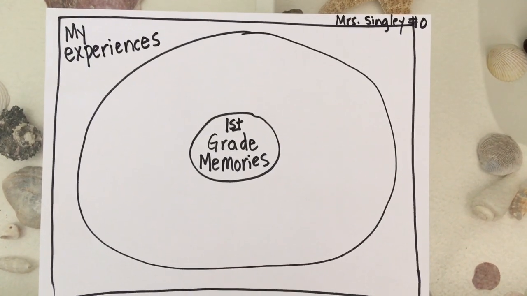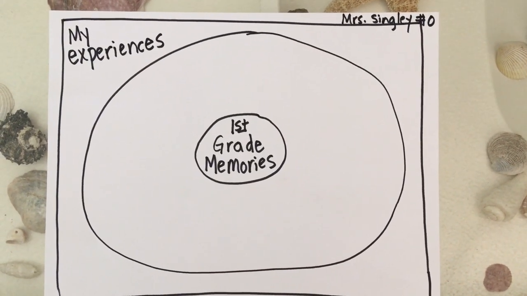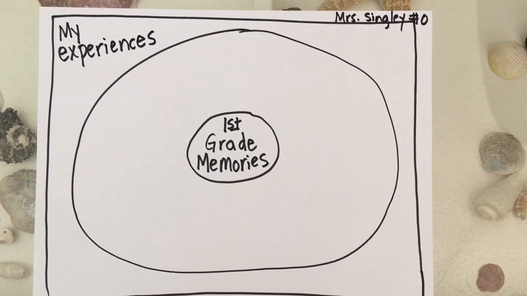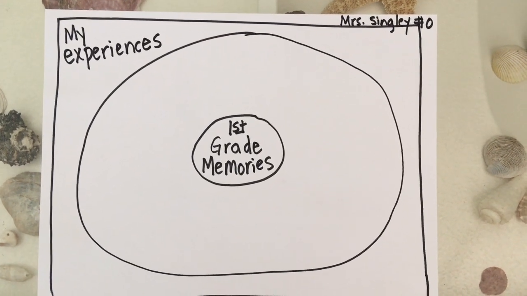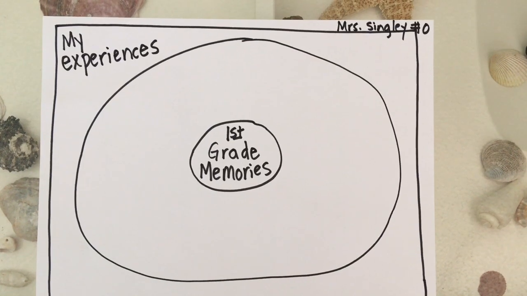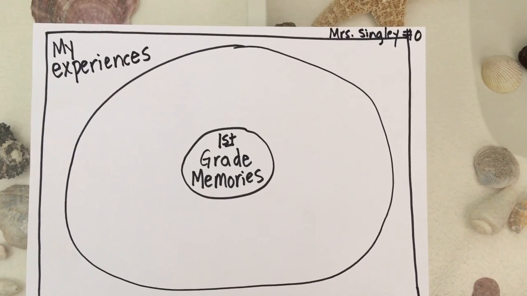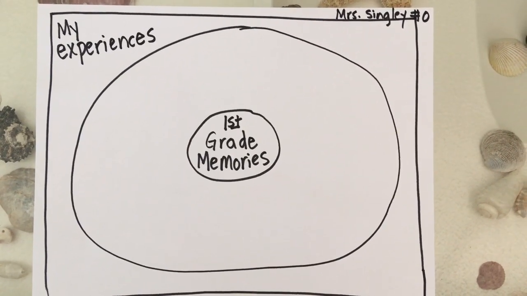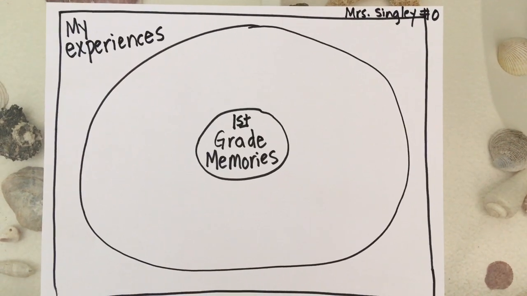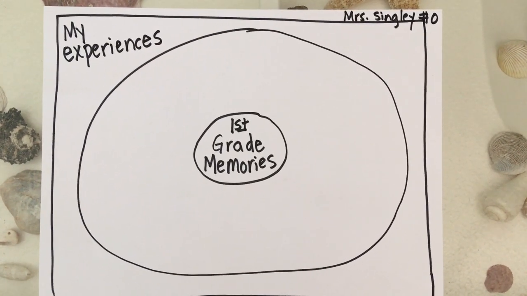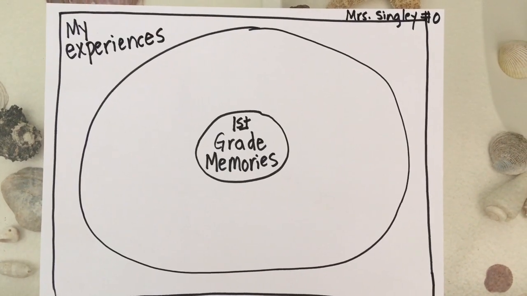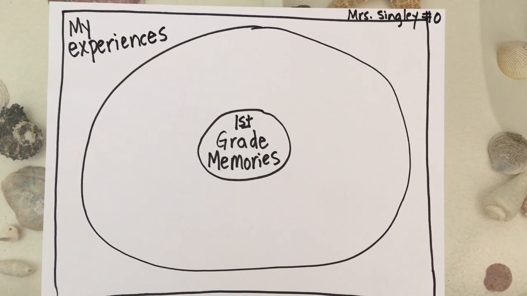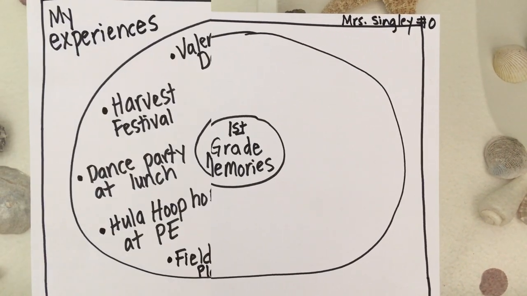Now you're ready to fill in the circle map. You are to write ideas down of what your favorite things from first grade were. You can think about each subject area: PE, reading, writing, math, science, social studies, even library, STEAM lab, or special occasions like when we had the fall festival or Valentine's Day. So now it's your turn to fill in your circle map. Pause the video and fill it in.